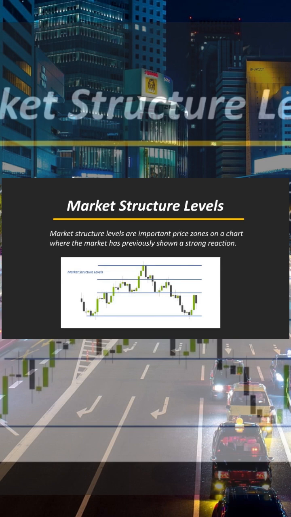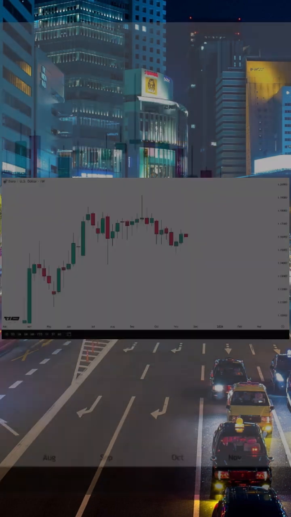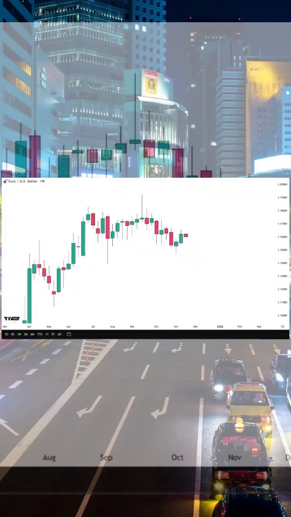Every reaction can be identified as a market structure level, but here are 5 key criteria that make a level strong. Here we have the euro-dollar on the weekly chart. We don't want to overload the chart with lines, so only draw the market structure levels that are near the current price. When drawing these levels, keep in mind that you should place them at prices where you can capture the greatest number of touches.